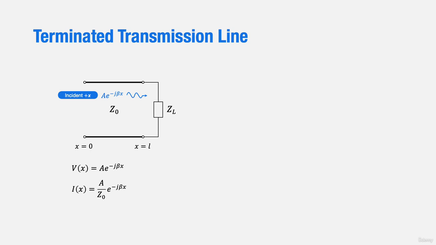When the incident wave propagates in the positive x direction, it must eventually encounter the termination point like a wall. As a result, a portion of the signal is reflected back. So the solution of the line equations contains two components, one describing the wave propagating in the positive x direction, and the other describing the propagation in the negative x direction. The propagation in the negative x direction corresponds to the reflected wave.